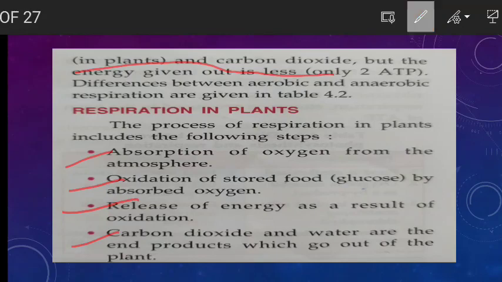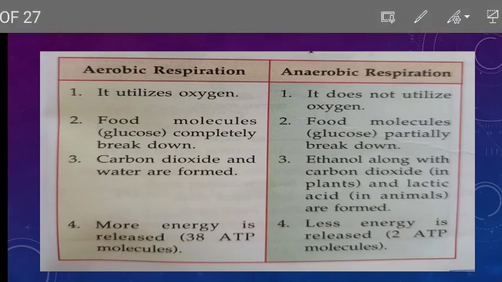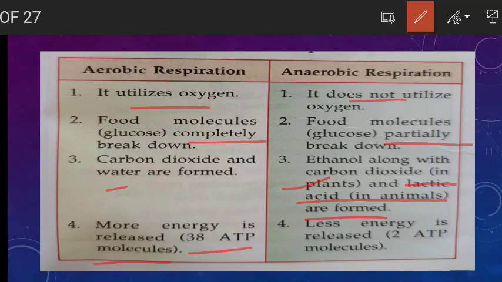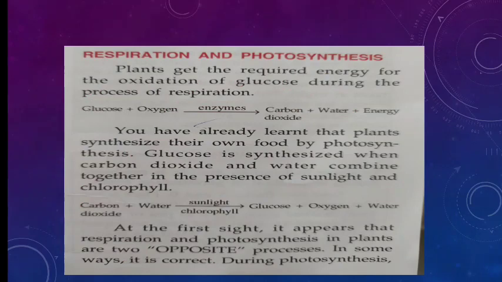Now I'll discuss the differences between aerobic respiration and anaerobic respiration. Aerobic respiration utilizes oxygen, anaerobic does not. Food molecules completely break down in aerobic, and partially break down in anaerobic. Carbon dioxide and water are formed in aerobic, and ethanol with carbon dioxide in plants and lactic acid in animals are formed in anaerobic. Here 38 ATP molecules are released, and here 2 ATP molecules are released. Okay, now next is respiration and photosynthesis.